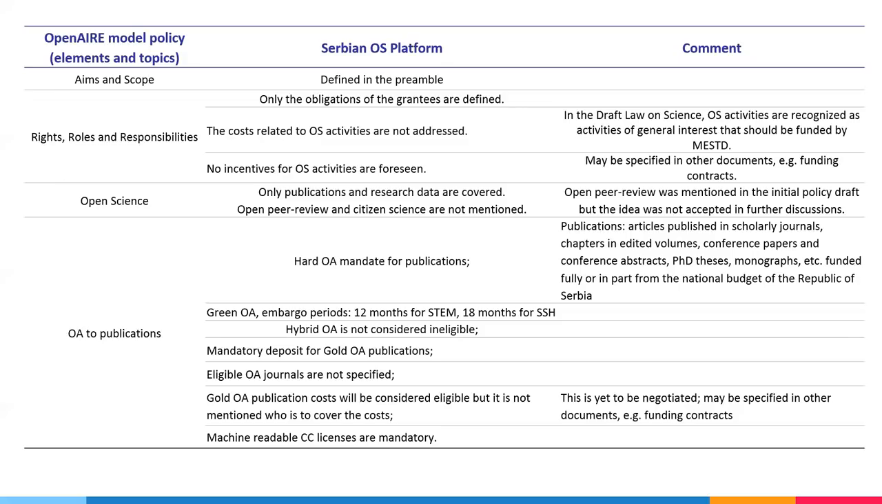Hybrid open access is not considered ineligible, so it is allowed. But the issue of funding hybrid and gold open access is not defined. These costs are mentioned as eligible, but it is not specified who is to cover these costs, and we expect this to be discussed in other documents, and especially in funding contracts. And what is interesting, machine-readable Creative Commons licenses are mandatory, both for publications and data, and this is specified in the policy. The next slide, please.